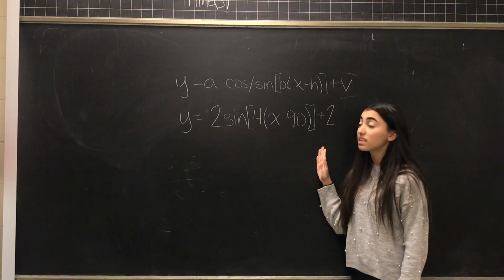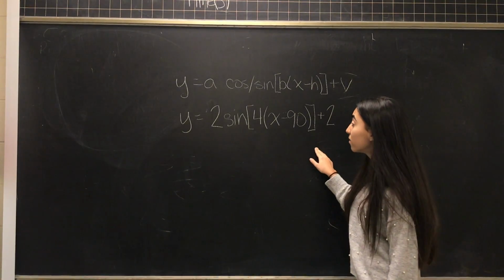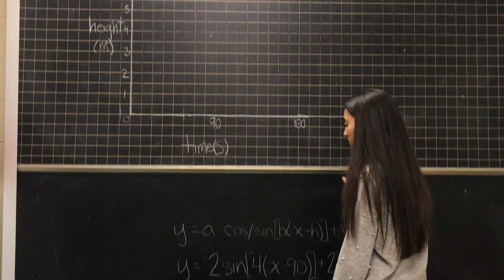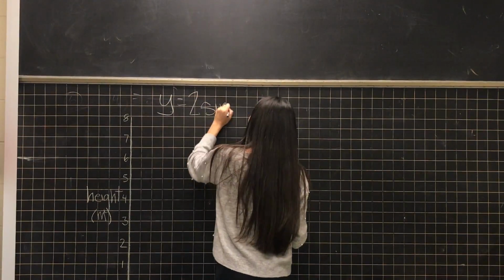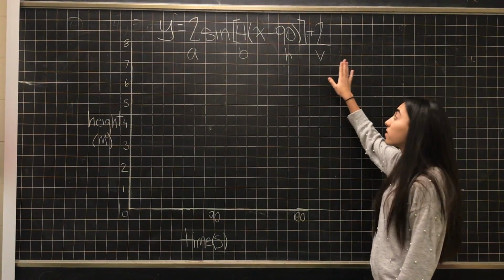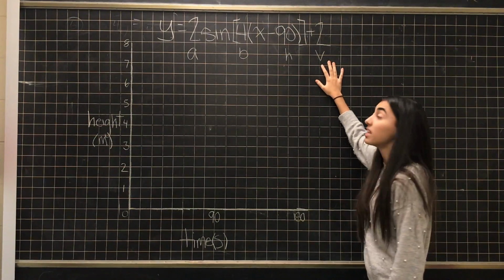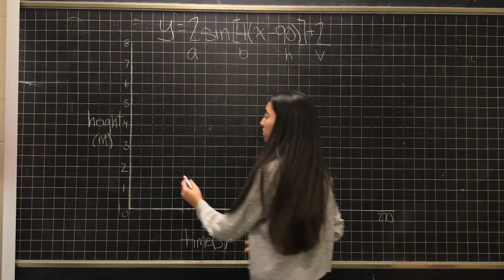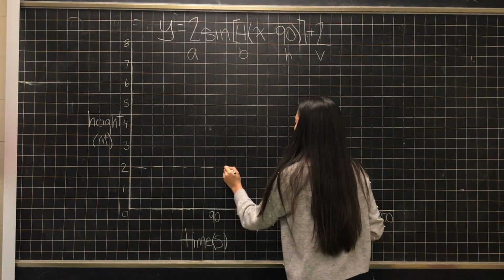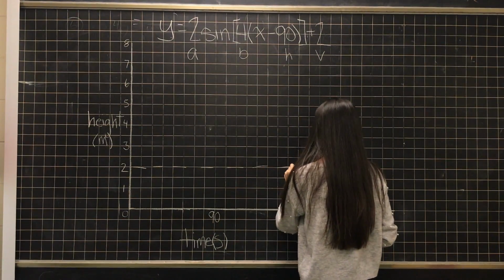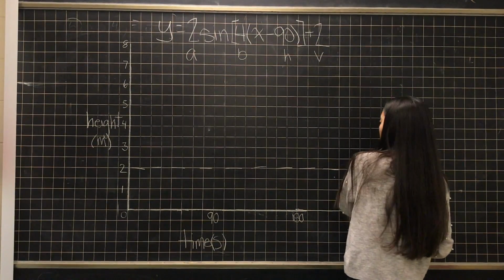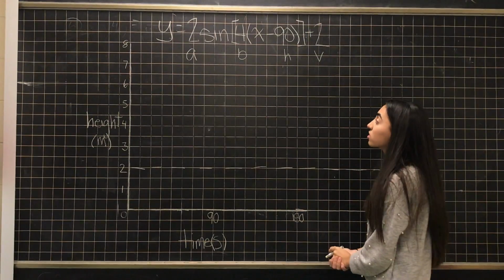So here we have the basic equation y equals 2 sine 4 x minus 90 plus 2. And now we're going to graph that. Okay, so first we're going to start with our v value, which is our midline. So it says 2. So we're just going to draw a dotted line along 2. And like I said, this is the midline of our sinusoidal function.